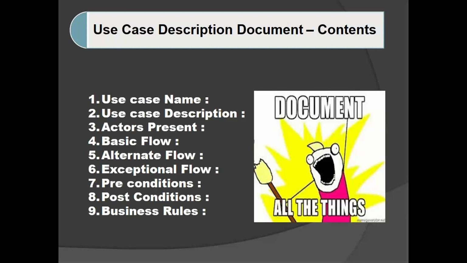Okay. Then next one is basic flow. Basic flow is nothing but happy flow or positive flow. That means if you enter the correct user ID and correct password and click on login, the system should allow you to enter into the application. So that is a basic normal flow. Okay. Then next one is alternate flow. Alternate flow is a negative flow.